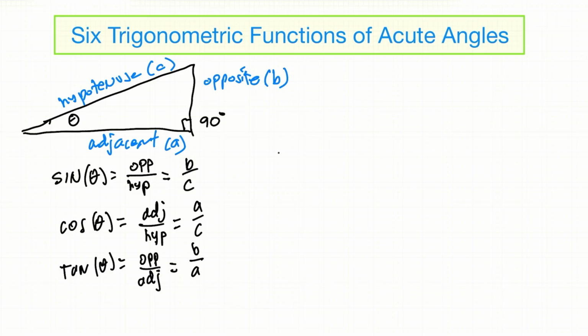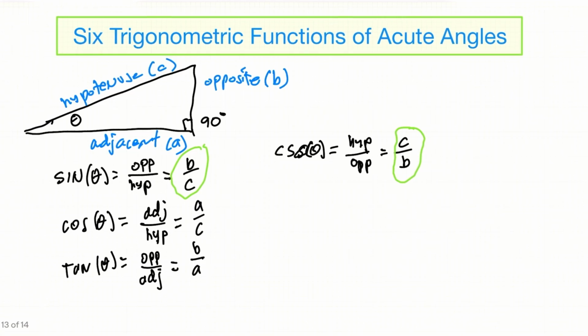What we can do is the cosecant of theta, that's csc of theta. That is the hypotenuse over the opposite, that's c over b. And you can see there's the b over c for the sine, and then c over b for the cosecant. So it is just the reciprocal.